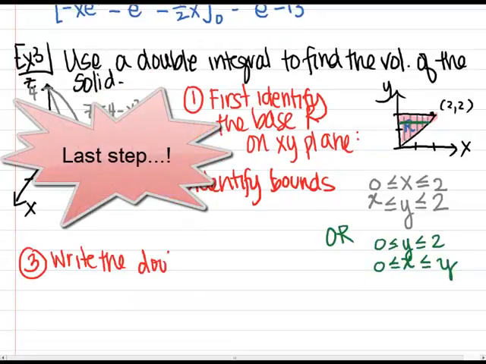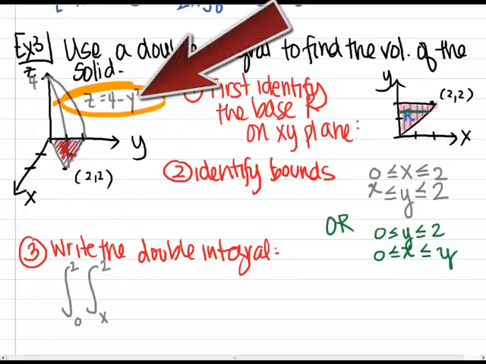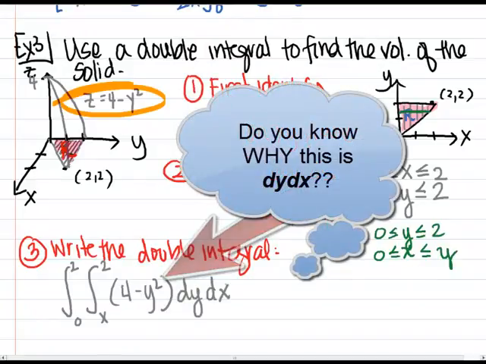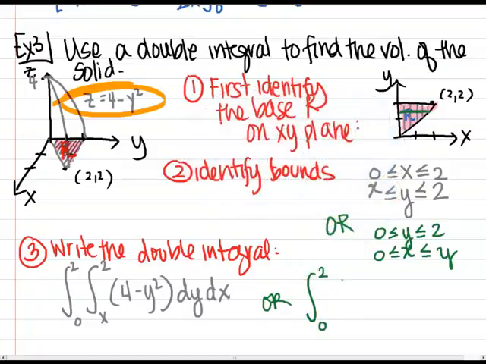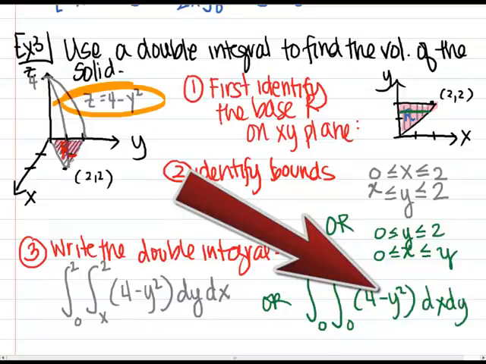So I want us to now write the double integral, and I'm going to do one for each. If I choose to write it out as 0 to 2 and x to 2, then we're going to put our function in here. We're going to take that function, 4 minus y squared, and write it in here, 4 minus y squared. Then this is going to be dy dx. Or we could write out the double integral from 0 to 2 and the integral from 0 to y, and we still use 4 minus y squared, but now we're going to write dx dy.